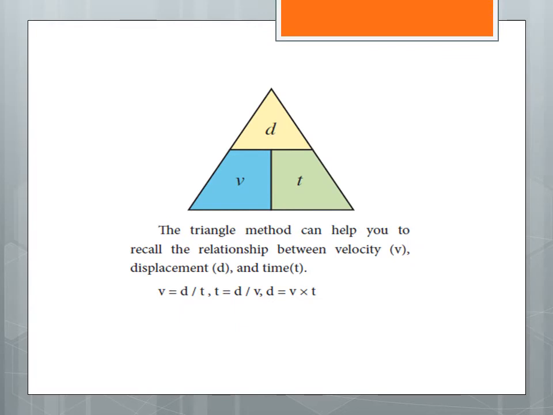The triangle method can help you to recall the relationship between the velocity, displacement and time. V equals D divided by T. T equals D divided by V. D equals V into T.